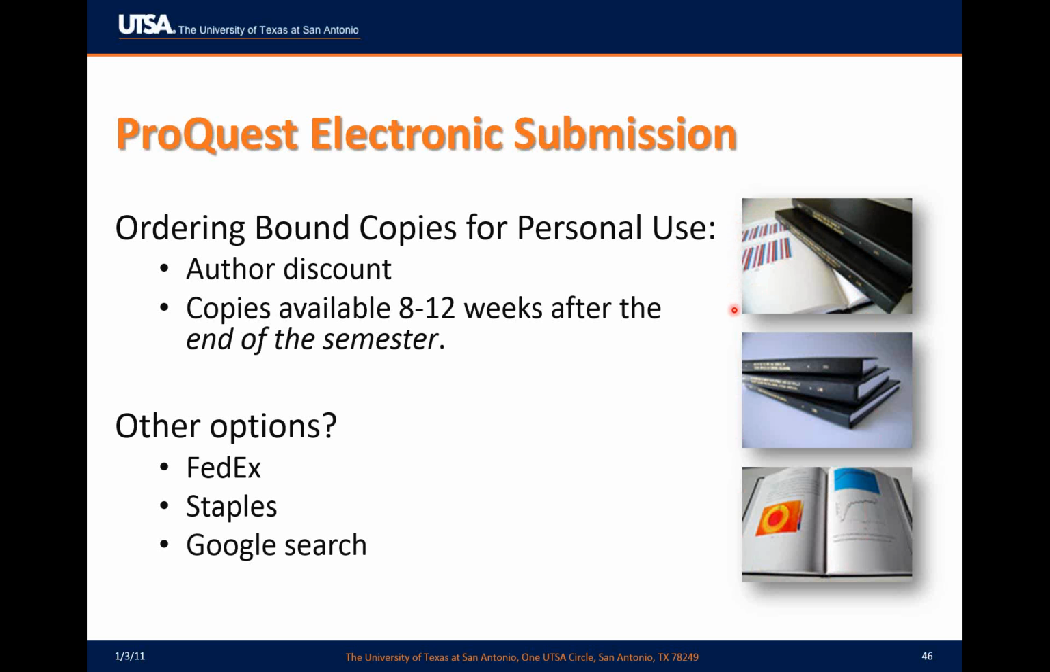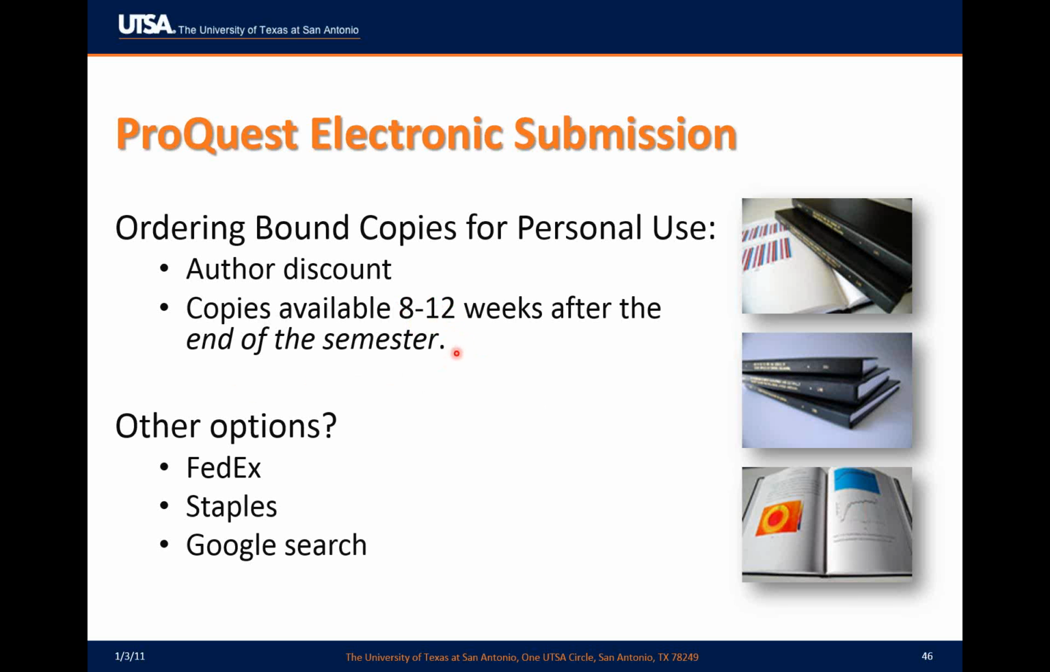If you order bound copies, they are typically available about 8 to 12 weeks after the end of the semester. So even if you are done early and you submit your ProQuest document towards the beginning of the semester, they are all released to ProQuest by our office after the semester closes, and so bound copies are available 8 to 12 weeks after the end of the semester. Now, you're not required to get bound copies through ProQuest. This is just an option if you'd like to get them.